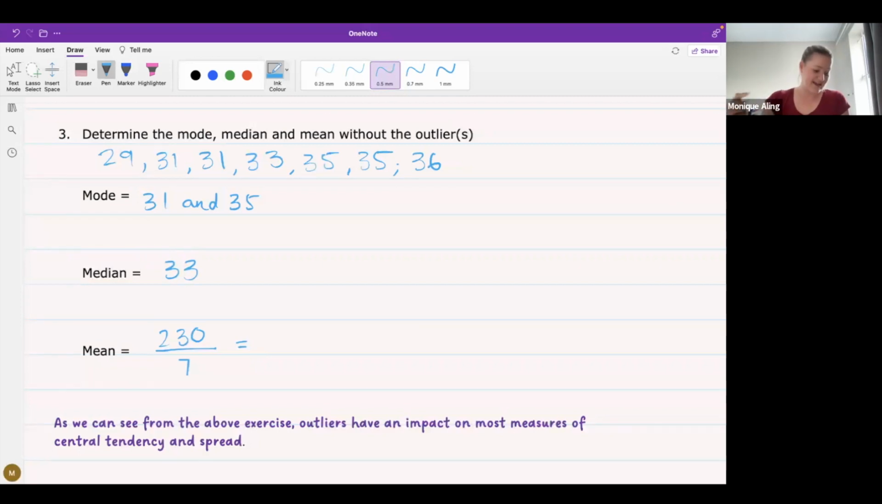Nice, clear. Okay, and when you put that in your calculator, you get an answer of 32.857. Now remember, when they don't specify, you leave things to 2 decimal places. So we're looking at 5. Next to the 5 is a 7. So it needs to go up to 6. So it becomes 32.86. Okay.